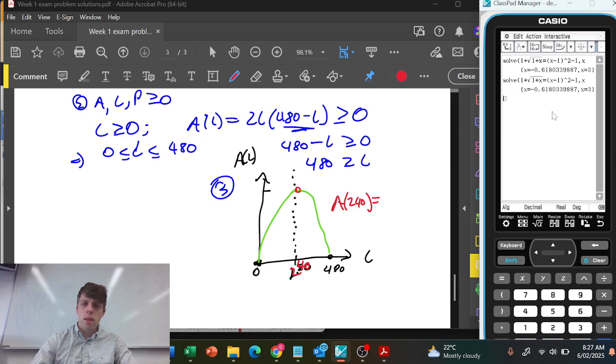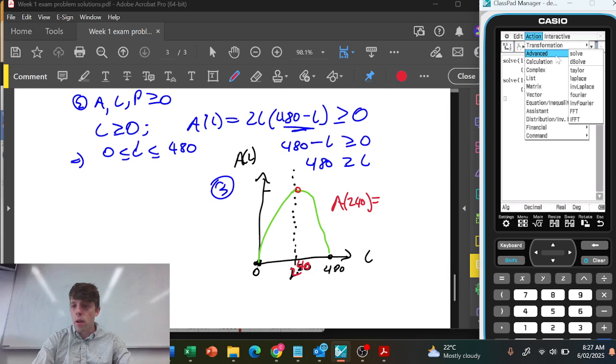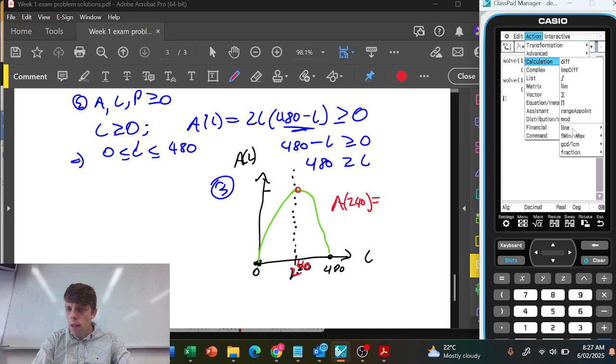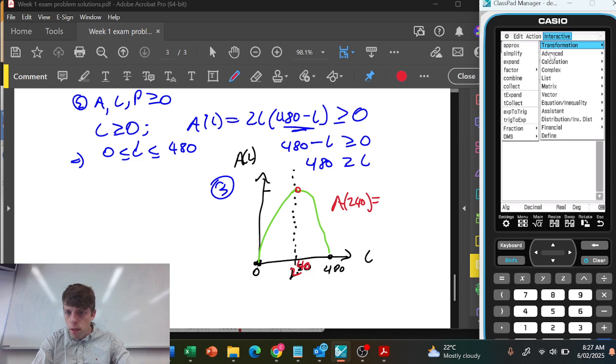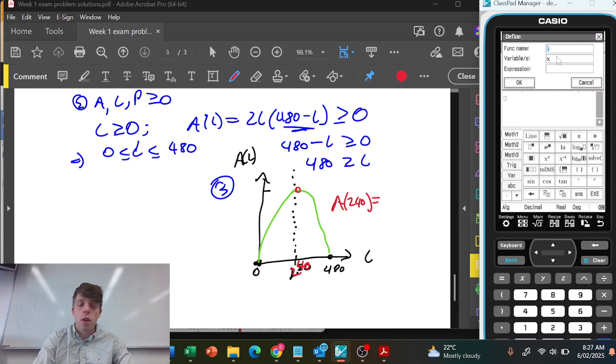So if I substitute that into the point, we can define a function here. So we can go action, I believe it is calculation, define. It's been quite a long time. It's important that we learn how to do these sorts of things. Define right there. So if you want to define a function, I'm going to call this function, let's call it A. I'm going to give the expression 2x times 480 minus x. That's the rule for this equation.